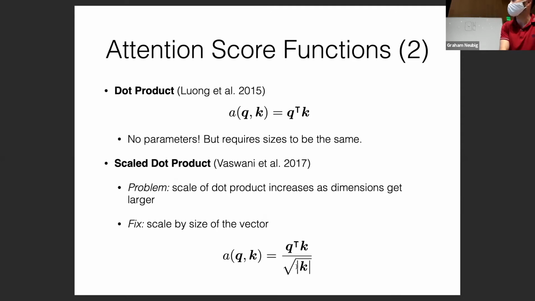But you scale it by the square root. This is also similar to the idea that we had before with initializing the parameters using Glorot or He initialization, if you remember from a few classes ago. Basically, as the vectors get larger, the scale will get larger and things will get more peaky.